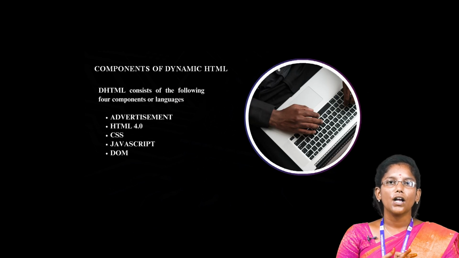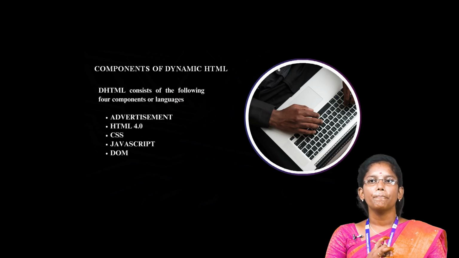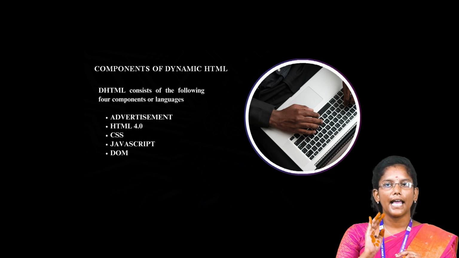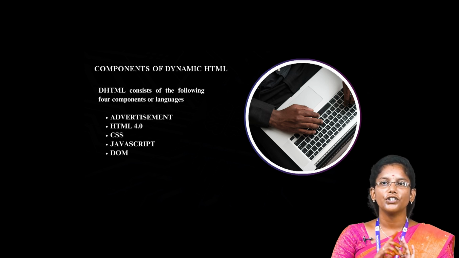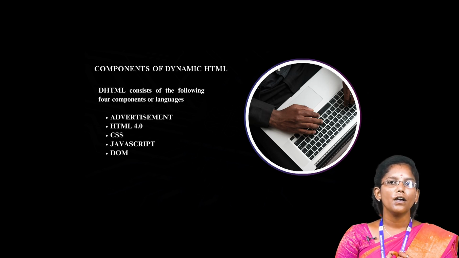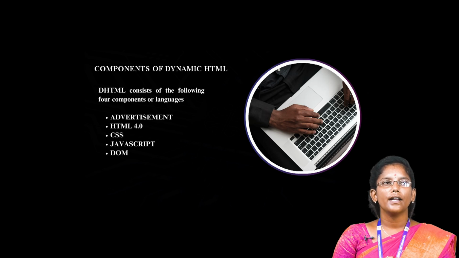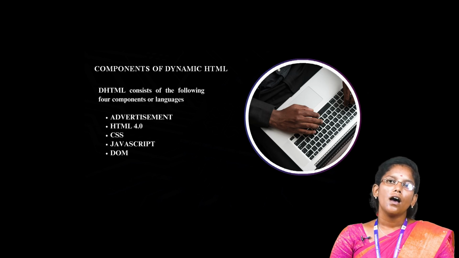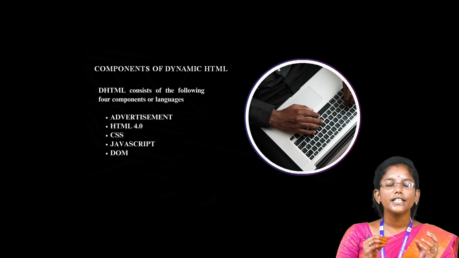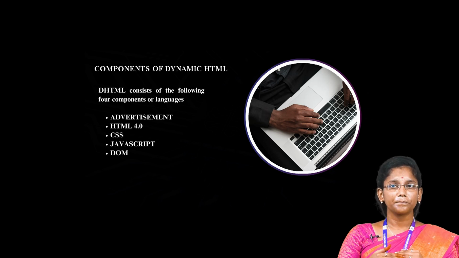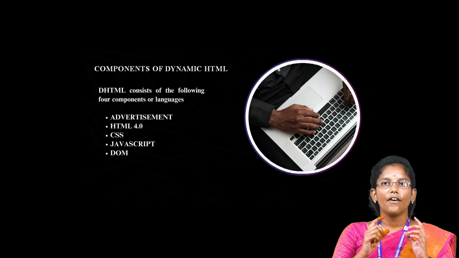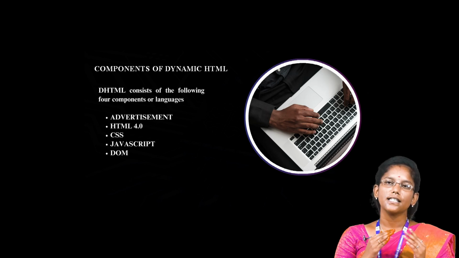Next topic is components of dynamic HTML. DHTML consists of the following 4 components or languages. First one, HTML version 4.0. Second one, CSS. Third one, JavaScript. Fourth one, DOM. First one, HTML version 4.0. HTML 4.0 is a client-side markup language, which is a core component of DHTML. It defines the structure of a web page with various defined basic elements or tags.